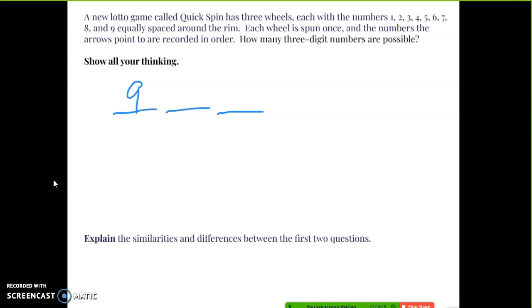So when I spin the first time, there's 9 possible numbers it could land on. Now, when I spin the second time, how many possible numbers could it land on? Still 9 possibilities. We didn't take the first one that we landed on off the wheel. It's still there, so we still have 9 possible choices. Same thing with my third spin. Therefore, this is a permutation with repetition, which means that it's 9 to the third power, which is 729 possible combinations.